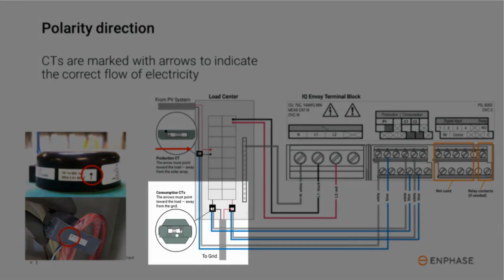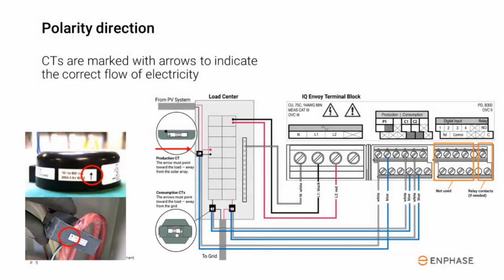To measure the consumption usage, you'll need to install 2 consumption CTs. One consumption CT will go on the L1 conductor coming from the utility, and the other one will go on the L2 conductor. You want to measure the flow of current coming in from the utility, so make sure that the polarity arrow is facing away from the utility towards your loads. In this example, the arrow is facing up since the utility is coming in from the bottom of the box. You will learn how to connect the CT wires to the Envoy terminal blocks in the next lesson.